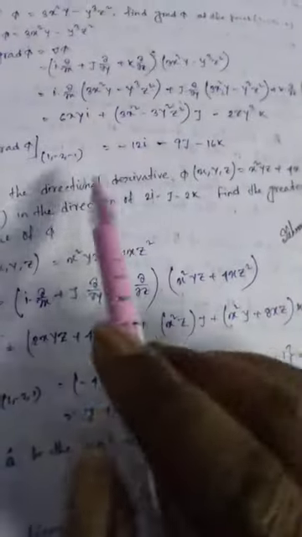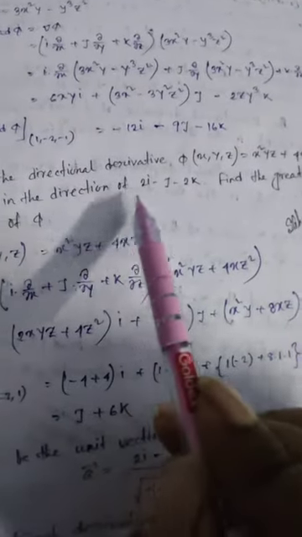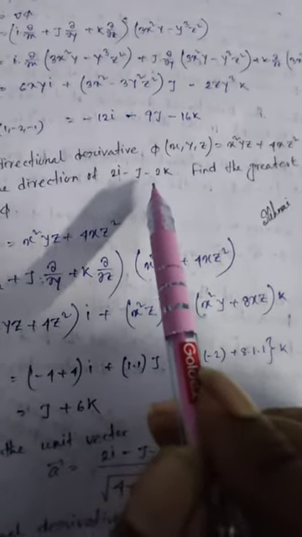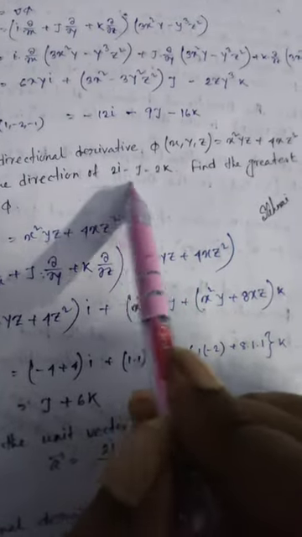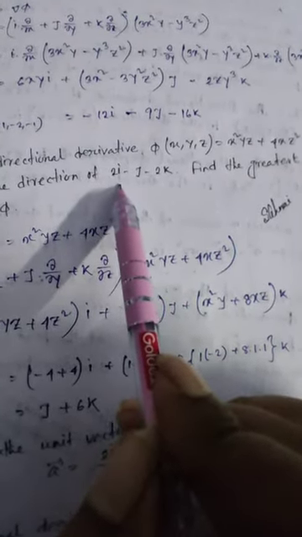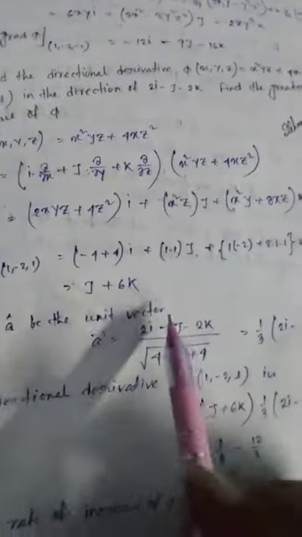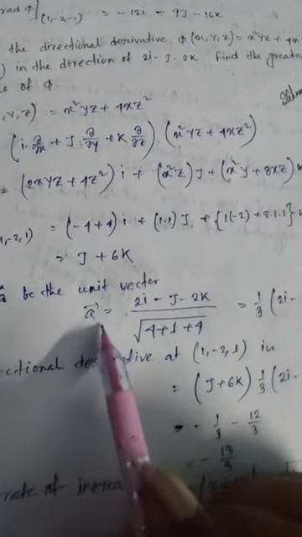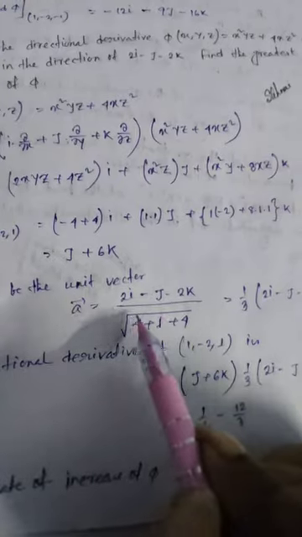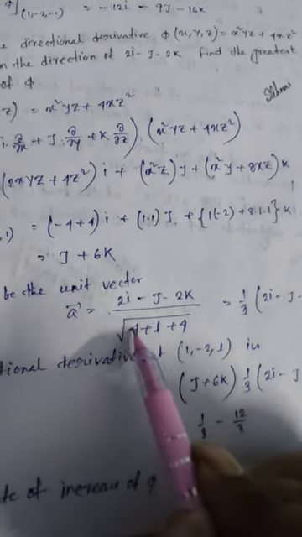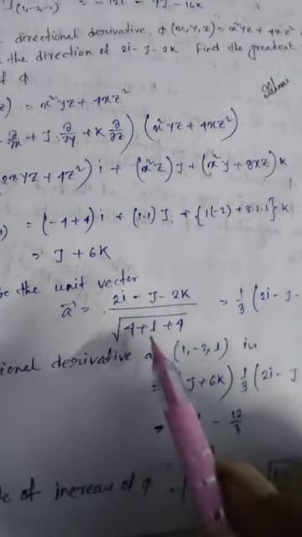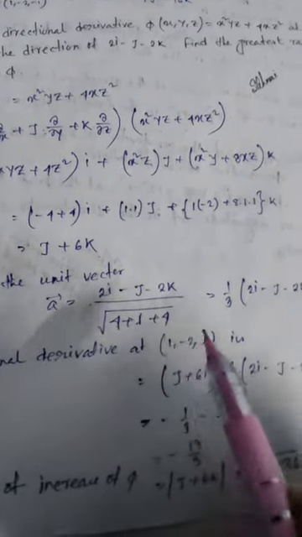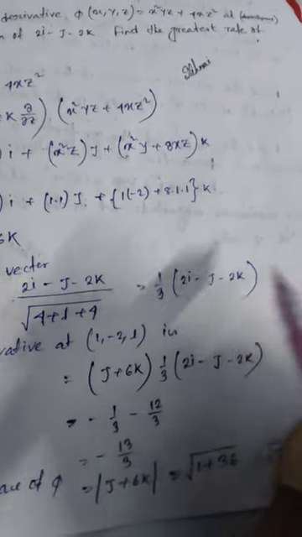And now see here that we have to find the directional derivative in the direction of this vector 2i minus j minus 2k. That means now we have to find the unit vector of this vector. If we denote a bar as the unit vector, then a vector will be 2i minus j minus 2k divided by root over 2 squared, that is 4, plus the component of j is 1, that is 1 squared, plus 2 squared, 4. So if we simplify, we get the unit vector of 2i minus j minus 2k is 1 by 3 into 2i minus j minus 2k.